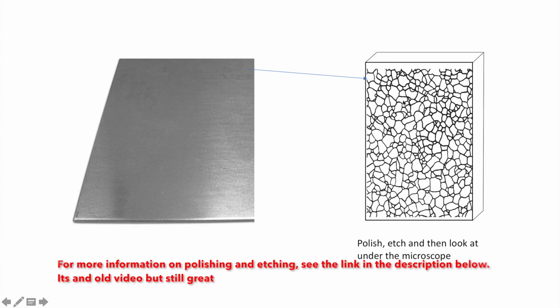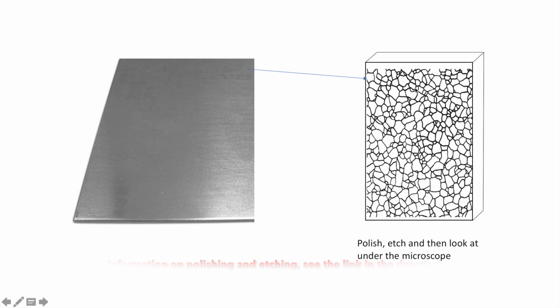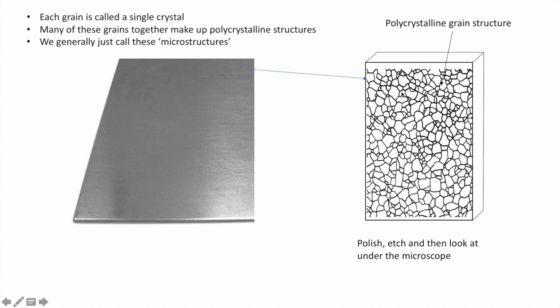what we'll find is that this piece of metal, and most pieces of metal, most metallic structures, are made up of individual grains. And we call this a microstructure, a grain structure. And each one of these grains is actually a single crystal. And many single crystals in one single structure is called a polycrystalline grain structure. So each one of these white areas here is an individual grain, and many of these grains together make up structures that we call polycrystalline structures or microstructures.